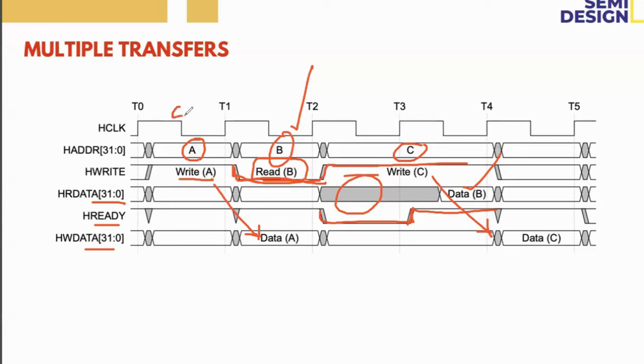Suppose here I am taking the sequence type of transfer, and here non-sequence transfer. And here C is the sequence transfer, and suppose here D is there, D also sequence transfer, then what is the address it will read? What is the address the master is going to transfer if you take 4 beat, 4 transfers?